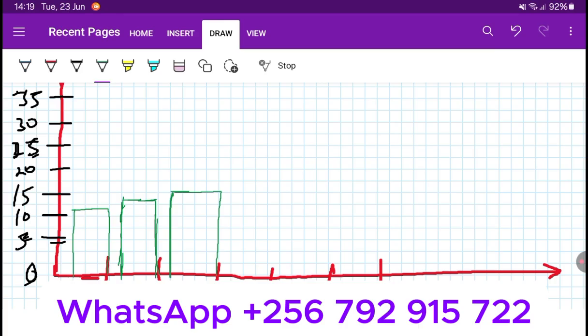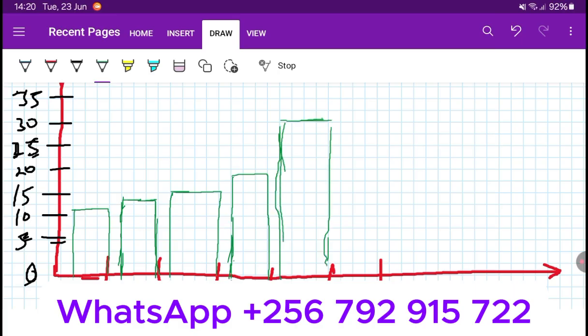Then for 2008, it is 18. So that's 2008. Then 2009, we have a 30. We skip one. 30 is above here. Of course, for you, you'll be using a ruler, so you will not have some of these crossings that you are seeing me putting. Let me remove and adjust it well.